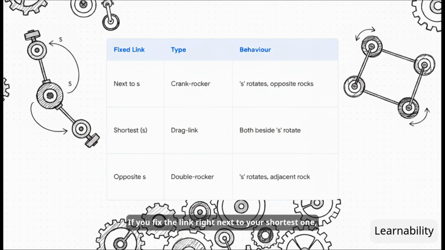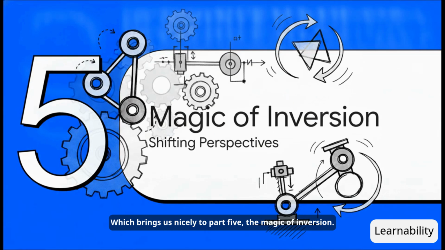If you fix the link right next to your shortest one, you get a crank rocker. The short link spins, and the output link just rocks back and forth, kind of like a windshield wiper. But if you bolt down the shortest link itself, now you've got a drag link, where both the side links spin in full circles. Which brings us nicely to part 5, the magic of inversion.